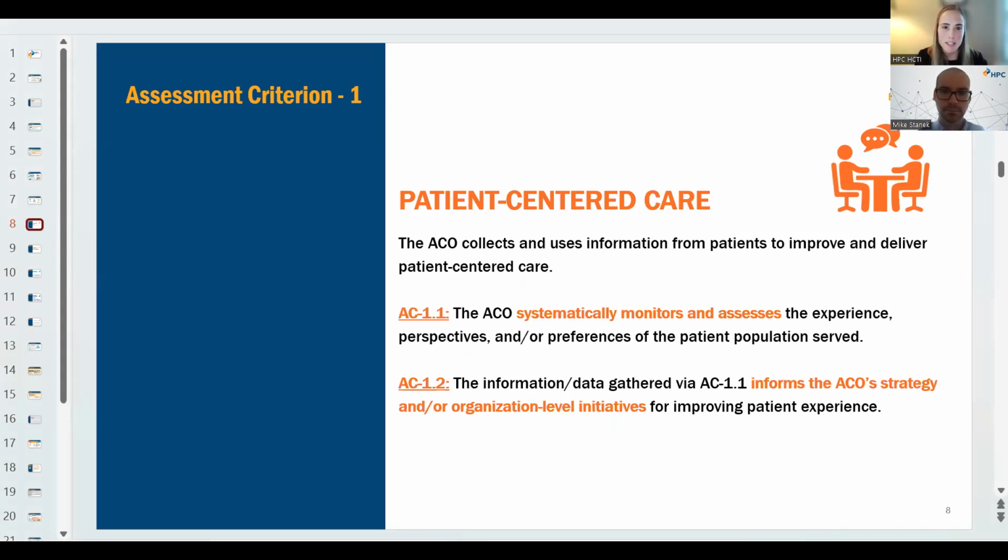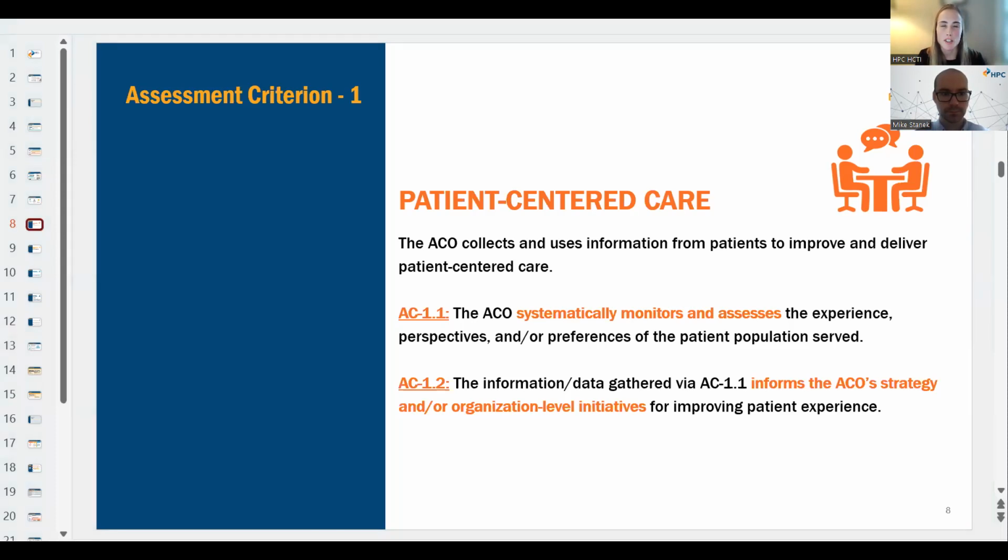There are two parts of the standard, and they're directly related and really build upon each other. The first half of the standard, that the ACO is monitoring and assessing patient experiences, perspectives, and preferences across the patient population served, is connected to the second half of this standard, where we ask ACOs about how the ACO is using the information gathered to really inform strategy and organizational level initiatives to improve overall patient experience.